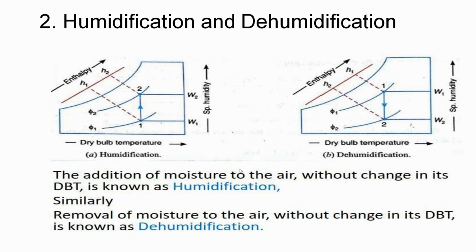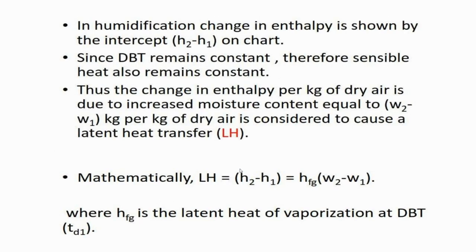In this process, we can also define it by latent heat. So this is the basic difference between the heating and cooling and humidification and dehumidification. In the humidification and dehumidification, the dry bulb temperature is constant and only moisture is added to the air. In humidification, the change in the enthalpy is shown by the intercept H2 minus H1 on a chart.